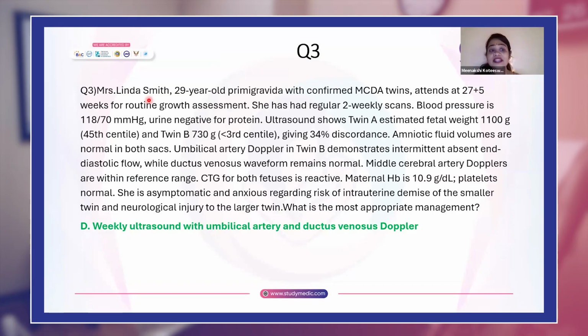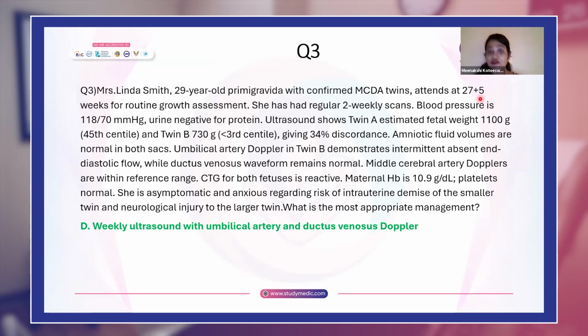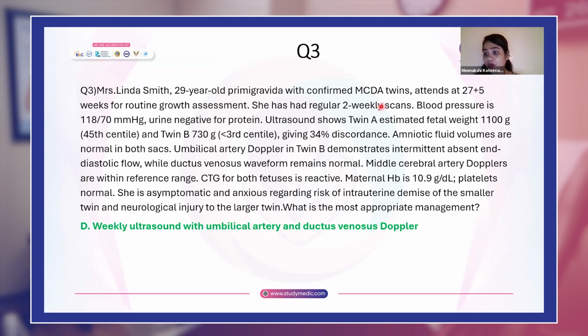And then we've got Mrs. Linda Smith, who's a 29-year-old primigravida with monochorionic diamniotic twins, who attends at 27 weeks of gestation for routine growth scans. So just remember, she's at 27 weeks. She's had 2 weekly scans. You know that 2 weekly scans would be done in case of monochorionic pregnancies.